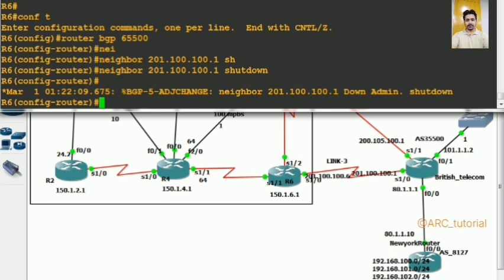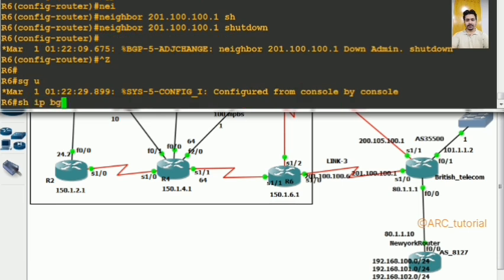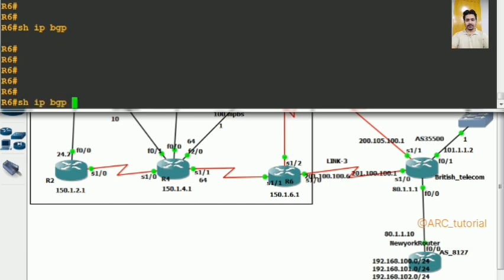So now it has gone down. It should have received these prefixes now via R1. Is it receiving these prefixes coming from R1 now? See, that's the problem now. There is no advantage of having redundant link.